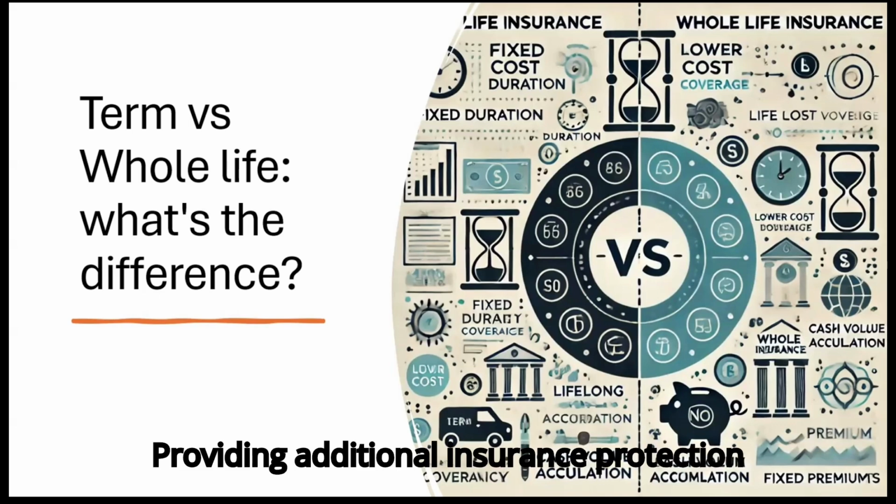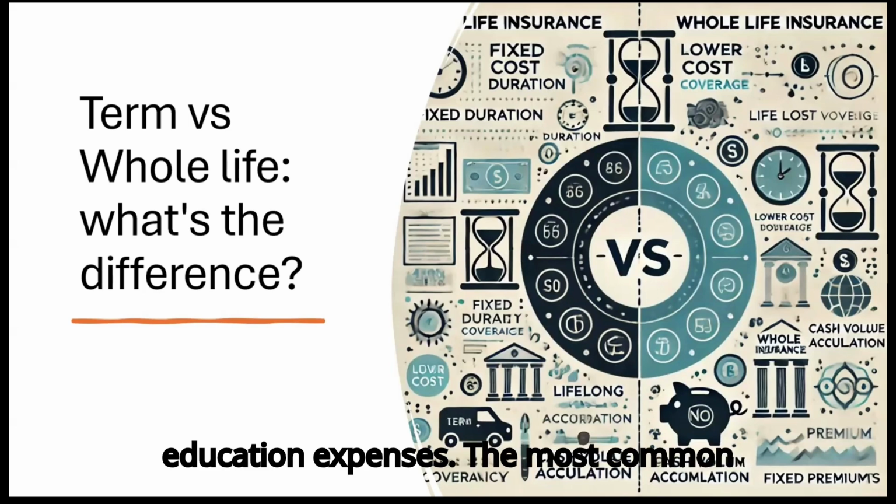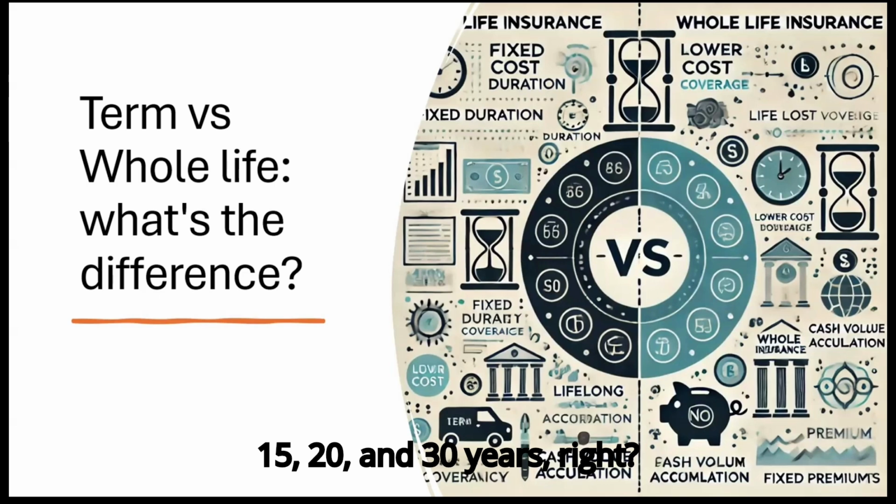Providing additional insurance protection during child rearing years. Provide protection to help pay off mortgages or college education expenses. The most common duration of term policies are 10, 15, 20, and 30 years, right? So those are your term policy limits or time frames.